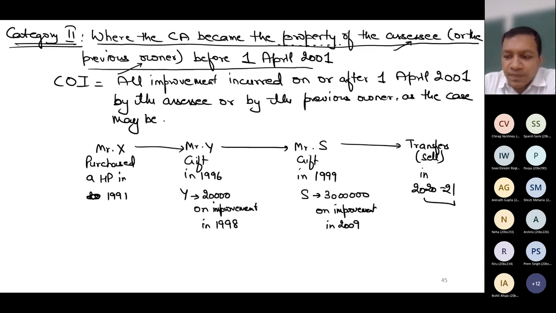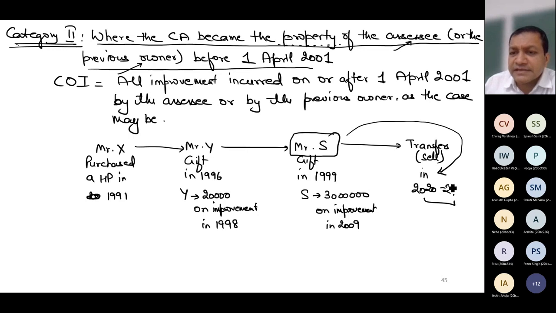Mr. S, because Mr. S is transferring the asset. In which year is Mr. S transferring the asset? In my year. So Mr. S is the seller, so Mr. S is the assessee.